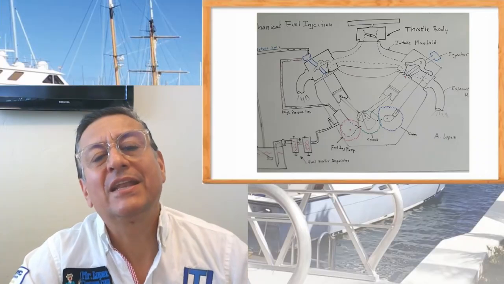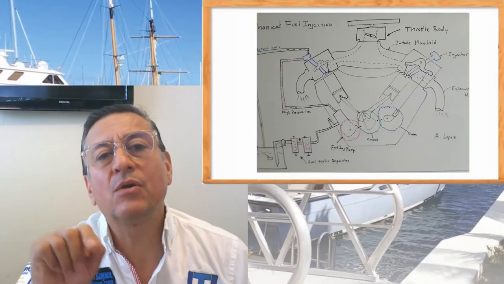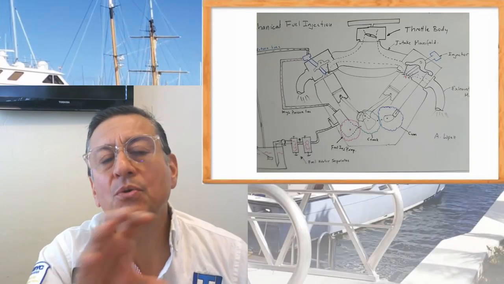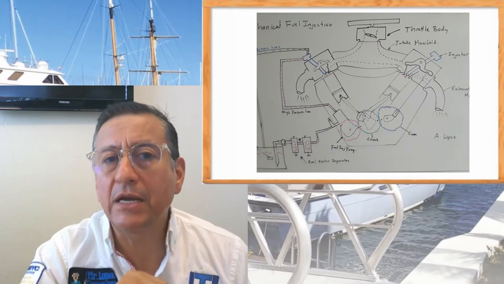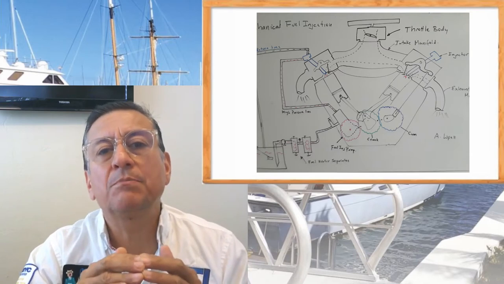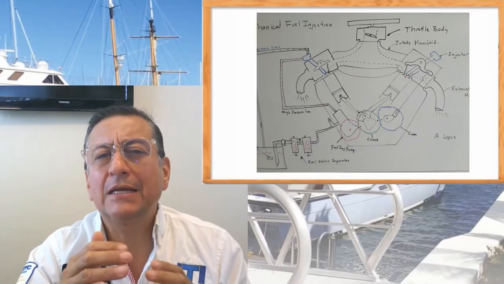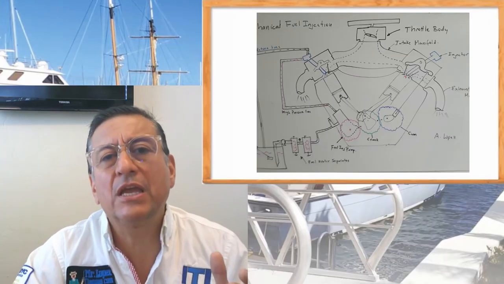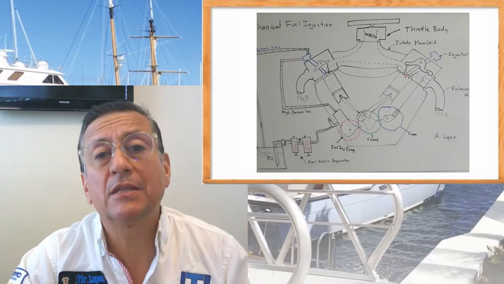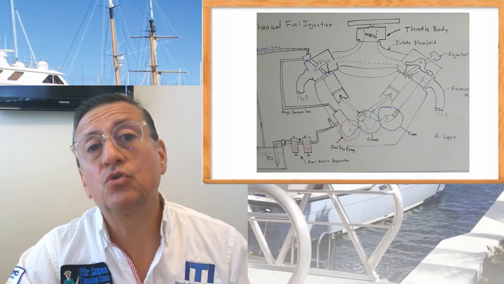Okay, great. Now you understand where those coolers are located, and you understand that the intercooler is used to reduce the temperature of the air coming from the turbo. But what is the difference between a naturally aspirated diesel engine and a supercharged diesel engine?